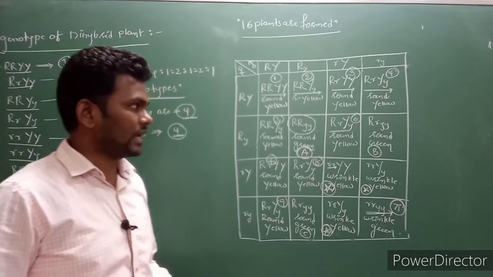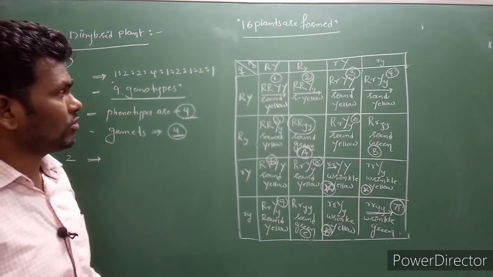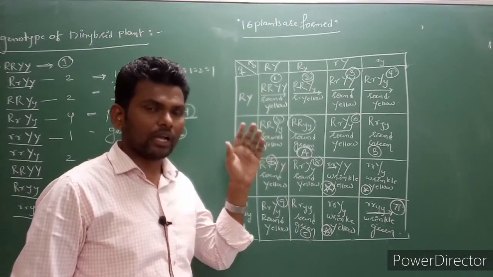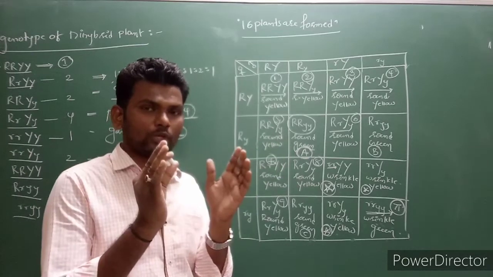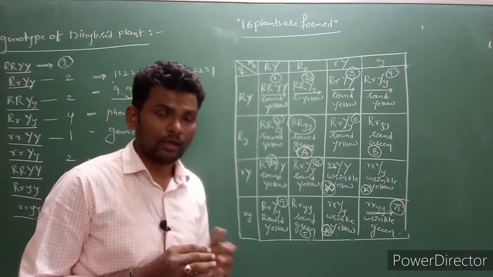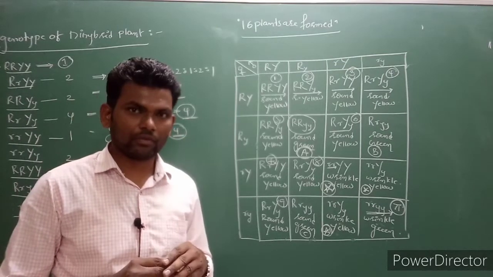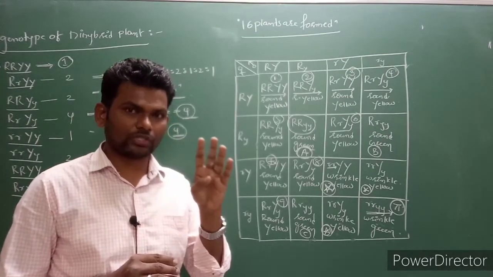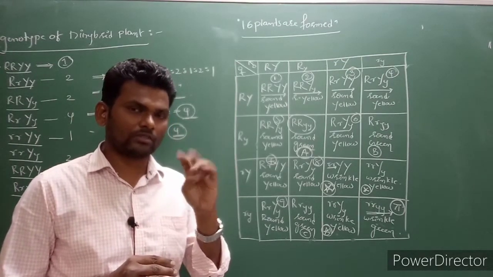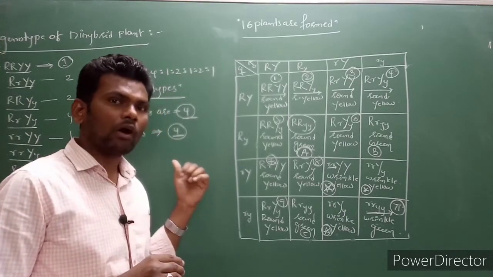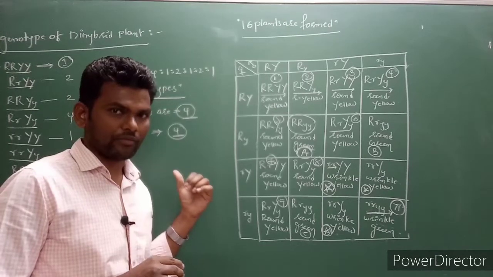Here we can notice one thing. At the beginning we crossed a round yellow and a wrinkled green plant. Actually only two characters were crossed. But in the result, four phenotypes are formed, 9 is to 3 is to 3 is to 1, four different plants. So further he is explaining the law of independent assortment.